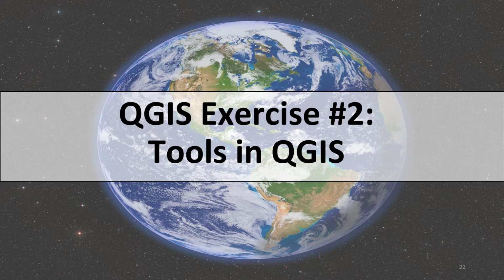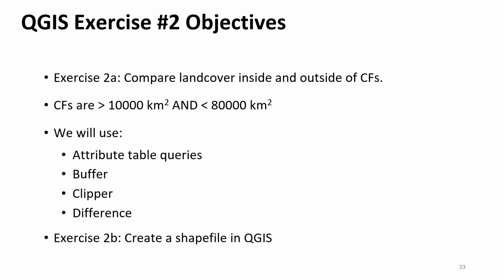This video will include 2 short exercises where we explore a few of the GIS tools and procedures from our previous lecture. For exercise 2A, we will conduct some simple analysis with the same data from exercise 1, a shapefile of community forest in Liberia and a land cover map of Liberia. Our goal for this hypothetical project is to compare the land cover both outside and inside community forests of a certain size. In our case, we're looking at community forests between 10,000 and 80,000 square kilometers. For exercise 2B, we will learn to create and digitize shapefiles manually.